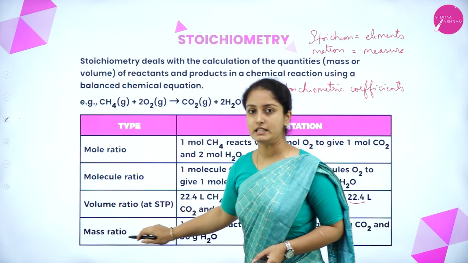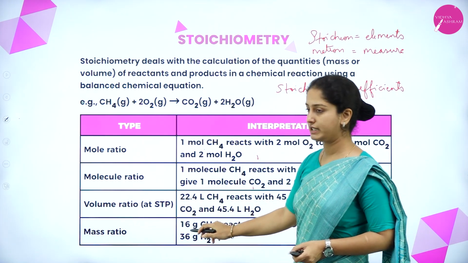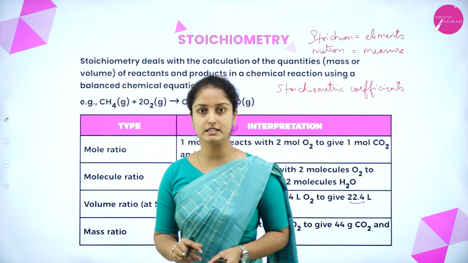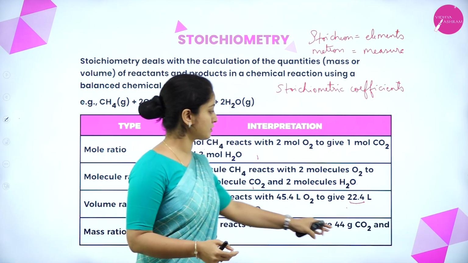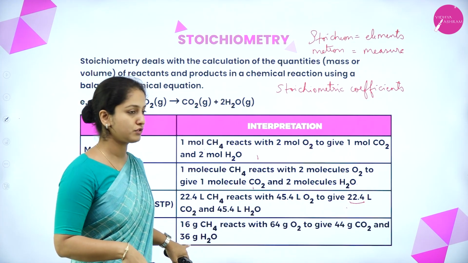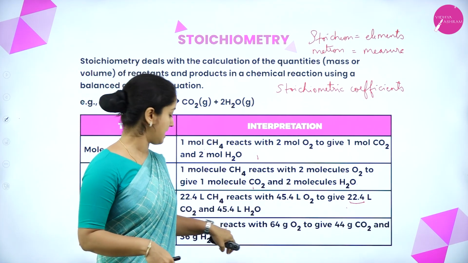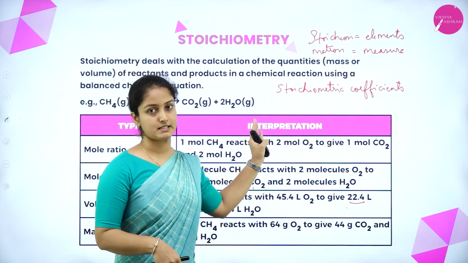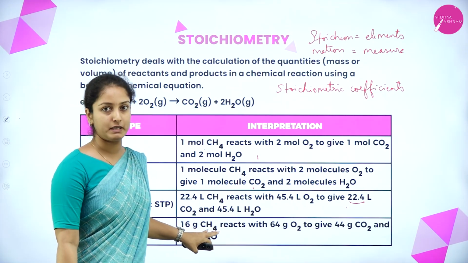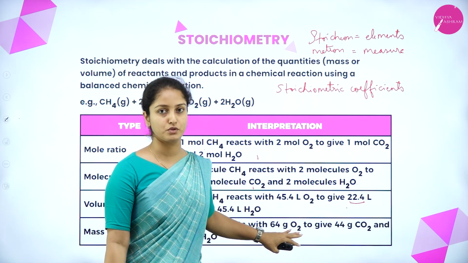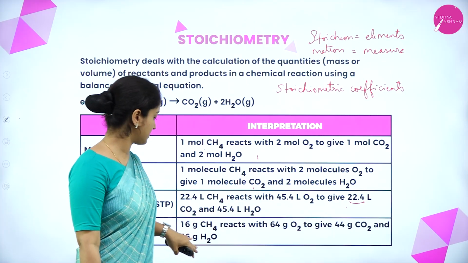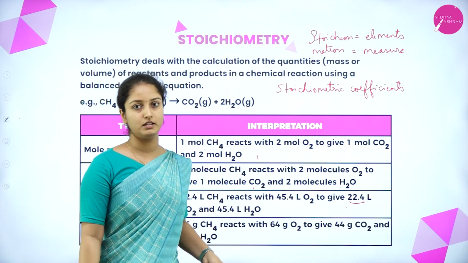If it is expressed in terms of mass, the mass of methane is 16 grams. Mass of oxygen is 64 grams because it is of 2 moles. And mass of carbon dioxide is 44 because it is of 1 mole. And mass of water here in this reaction is 36 grams because it is of 2 moles. So therefore, it can be said that 16 grams of methane reacts with 64 grams of oxygen to give 44 grams of carbon dioxide and 36 grams of water molecules.